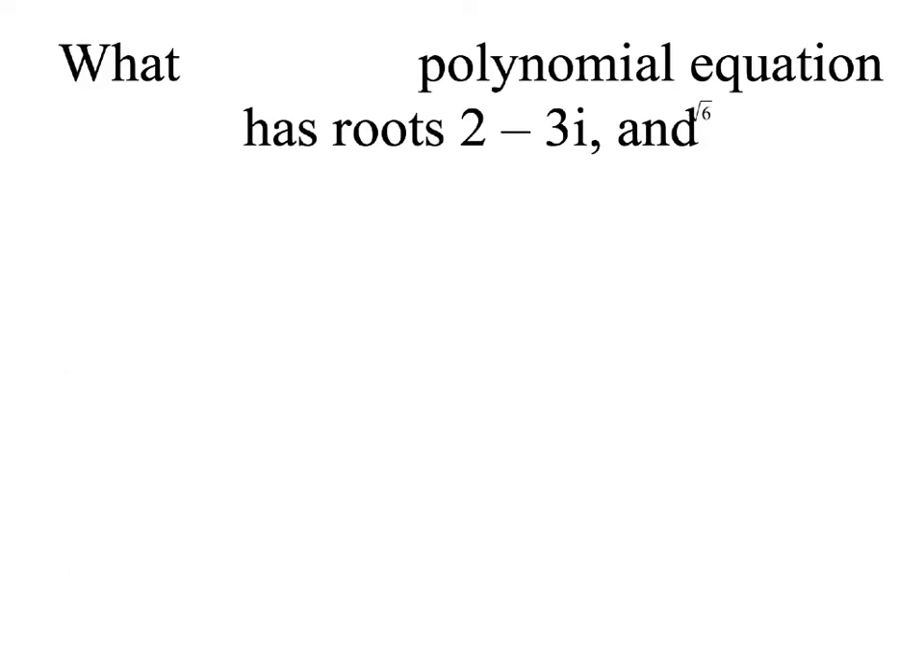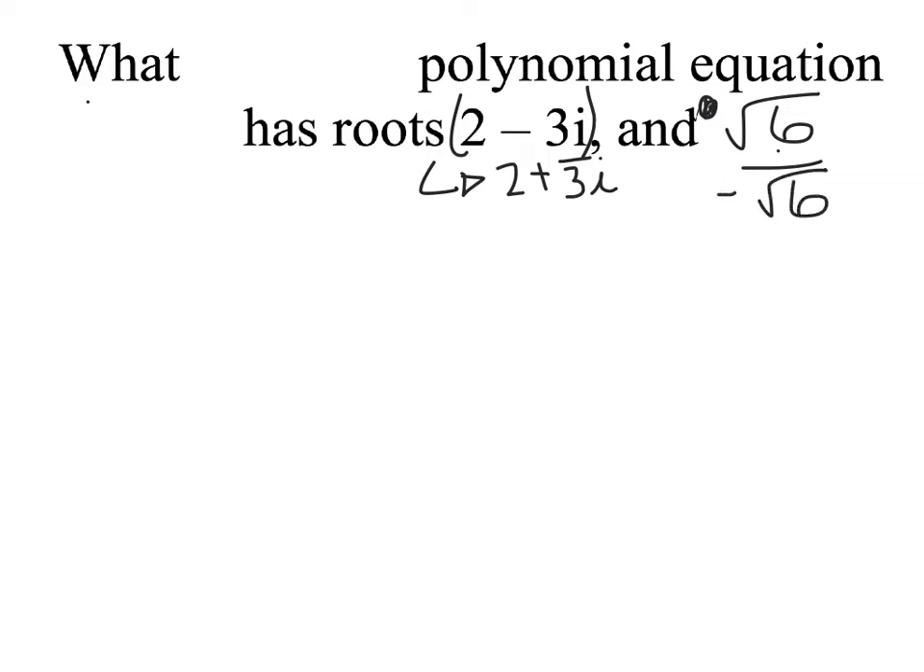Okay, so we're going to see this in a problem similar to this. What polynomial equation has the roots of 2 minus 3i and square root of 6? The trick to this is you should know how to write polynomials from roots, but because there's this imaginary portion and because there's an irrational number, you automatically need to remember, okay, well if 2 minus 3i is a root, then 2 plus 3i is a root. And if square root of 6 is a root, then negative square root of 6 is also a root.